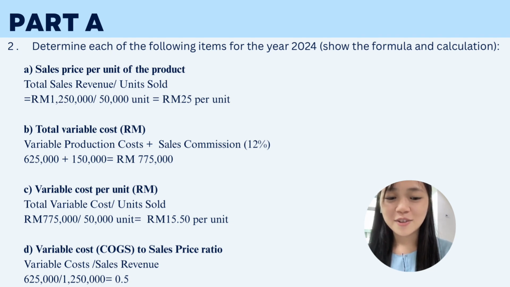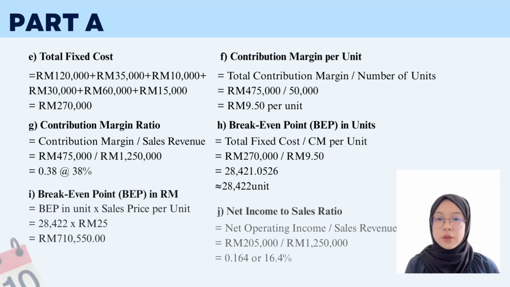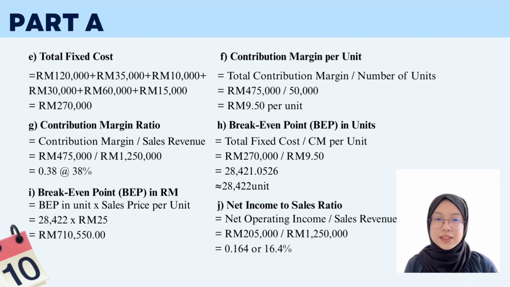Next question E. Total fixed cost, the final answer we get is 270,000 ringgit. F. Contribution margin per unit, the total contribution margin divided by the number of units. So the total is 9.50 ringgit per unit. Next G. Contribution margin ratio, contribution margin divided by the sales revenue. So we get the total is 0.38 or 38%.